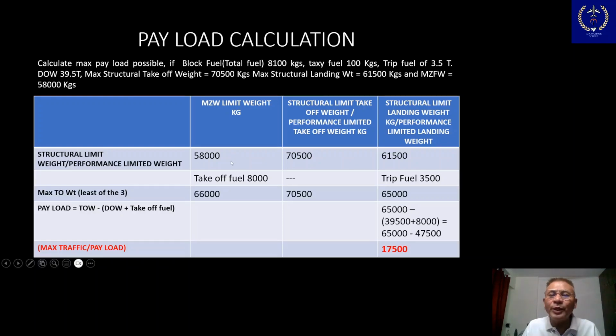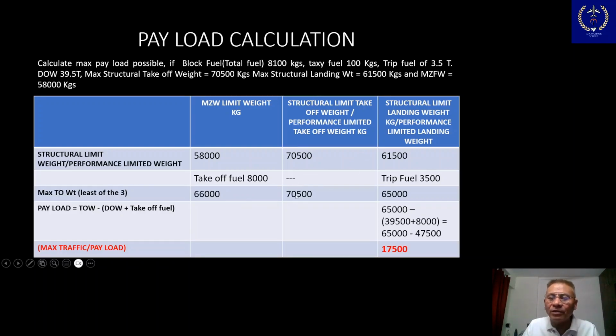So how much fuel do we have? We have a total of 8,100 kgs minus 100 kgs, that is 8,000 kgs will be there when we take off. So the sum of these two will become 66,000 kgs. So therefore the maximum takeoff weight, which is limited by the maximum zero fuel weight, is 66,000 kgs.